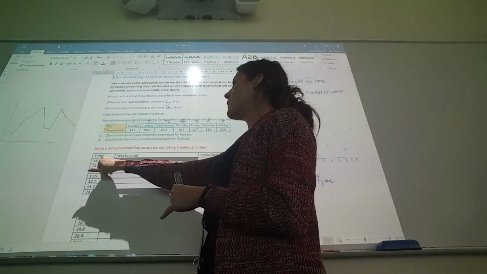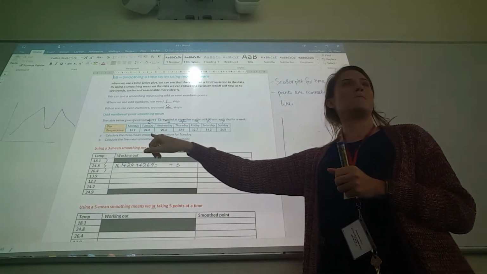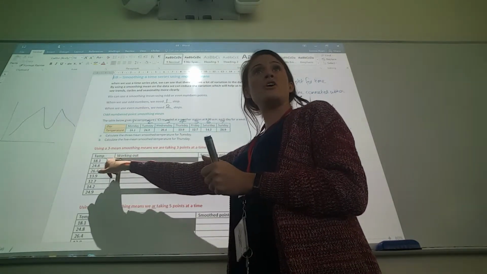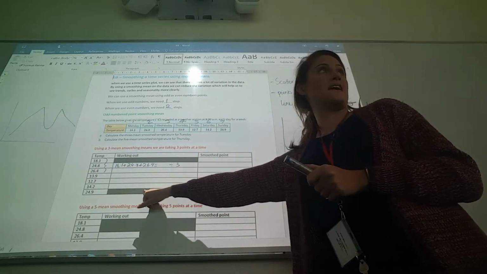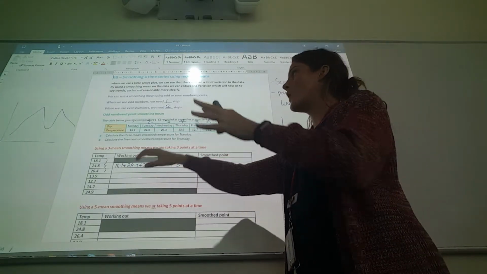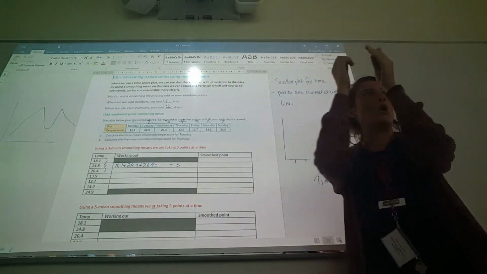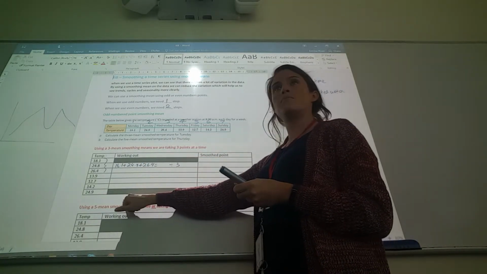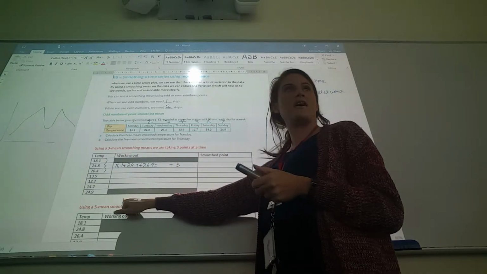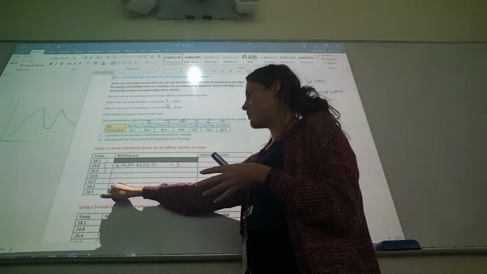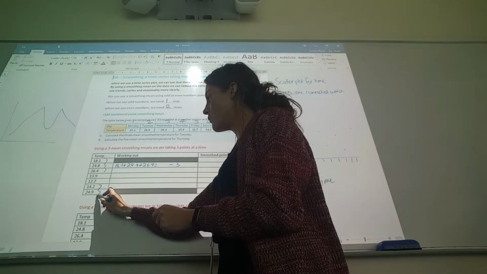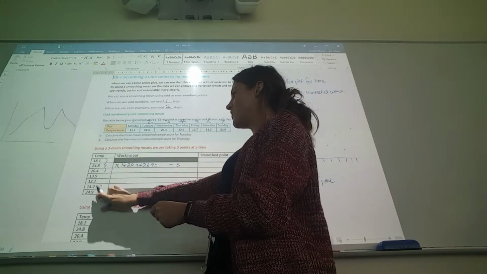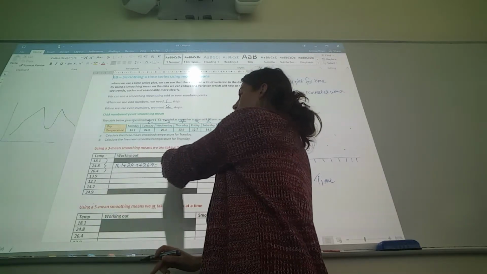So when we do a 3-point moving mean, this means that we're going to lose our first data point and our last data point. Because we need 2 points either side of our middle point, and if we've got our first number and our last number, there's nothing before this one and nothing after this one. So we can't use a 3 with only 2 data points, and the same with this one. Does that make sense? So we're not going to use those 2 ones.